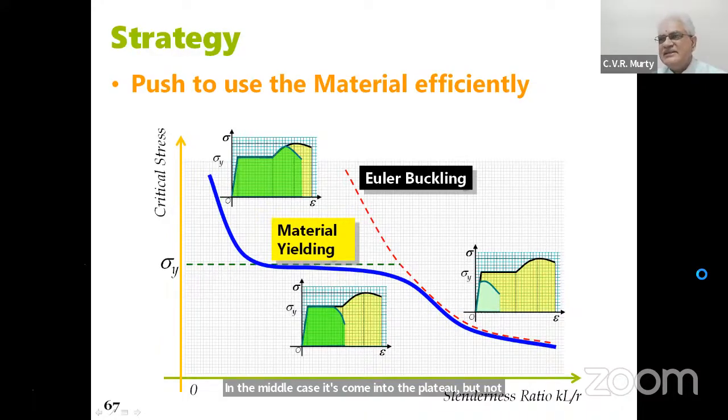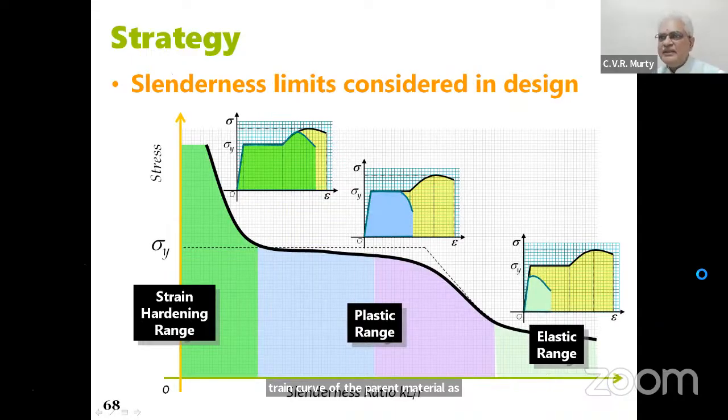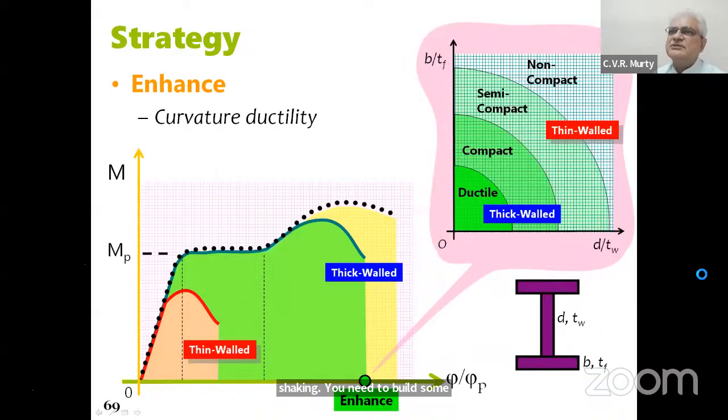So the lesser the slenderness ratio, the more you're going to mimic the stress strain curve of the parent material as much as possible. So strain hardening must be permitted, and you need to ensure the D by T's and B by T's are such that strain hardening definitely happens. Mere plastic range is not sufficient for earthquake shaking. You need to build some strain hardening also into the structure.